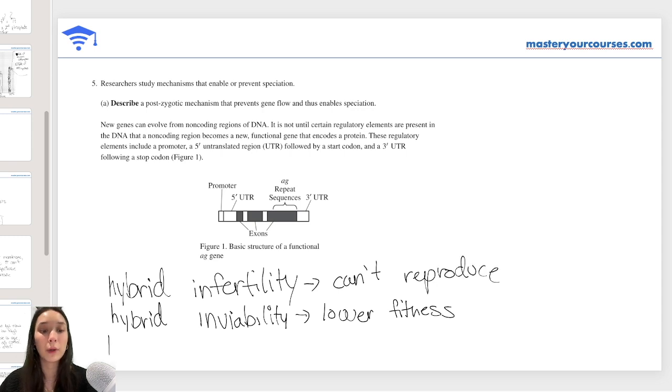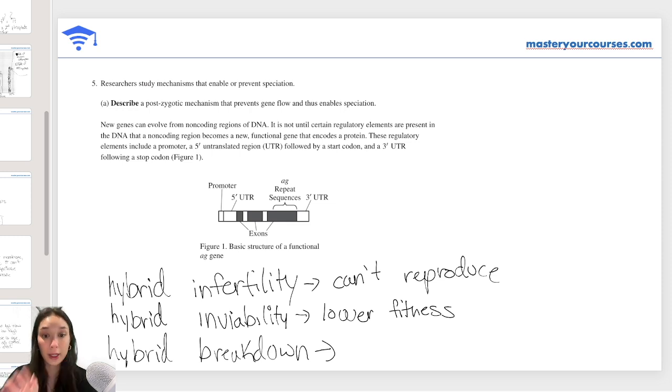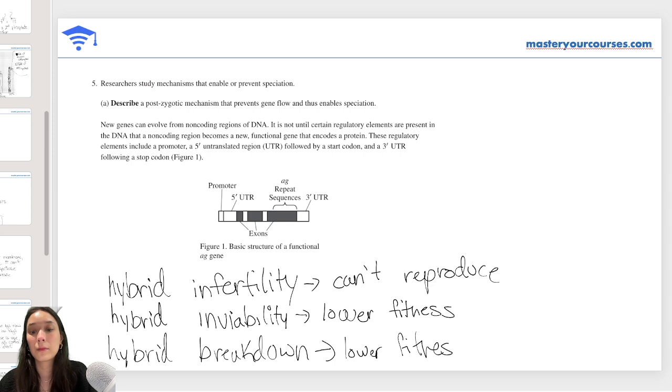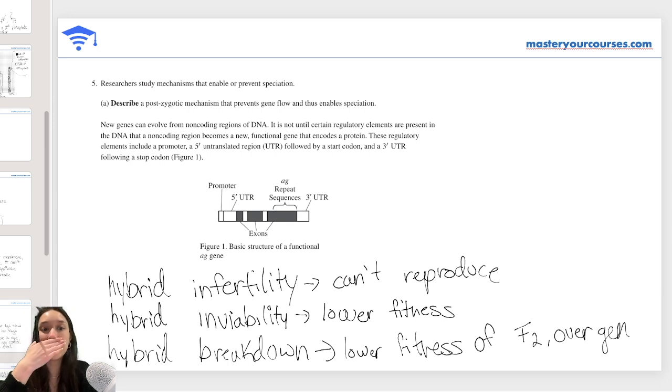And then the final one, hybrid breakdown. Now, hybrid breakdown is when they can do the F1 generation, but the F2 generation has the accumulation of too many recessive alleles. So they will begin to break down. And so it would also be lower fitness, but it would take a little bit longer, over multiple generations of F2. Okay, so that is A, probably just 1 mark, and you could have said any one of these.